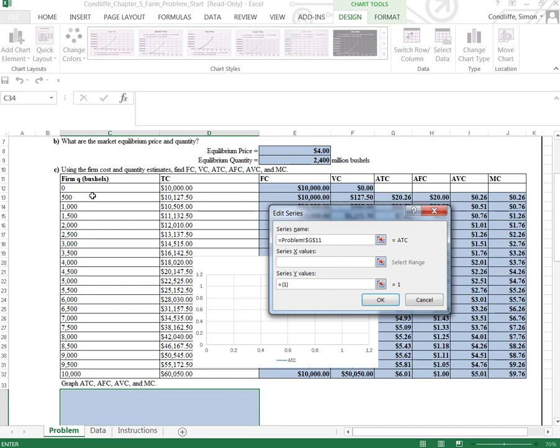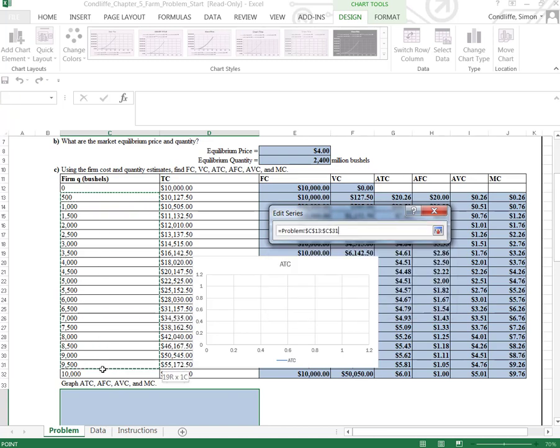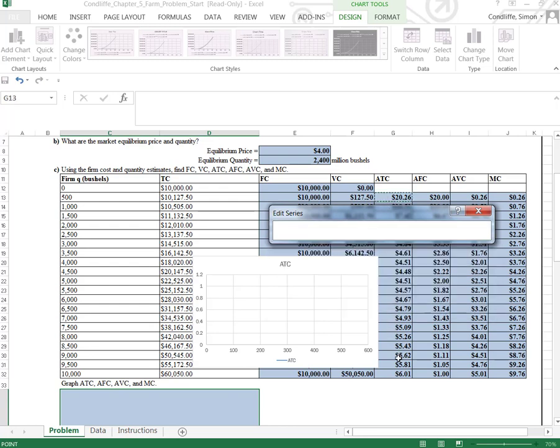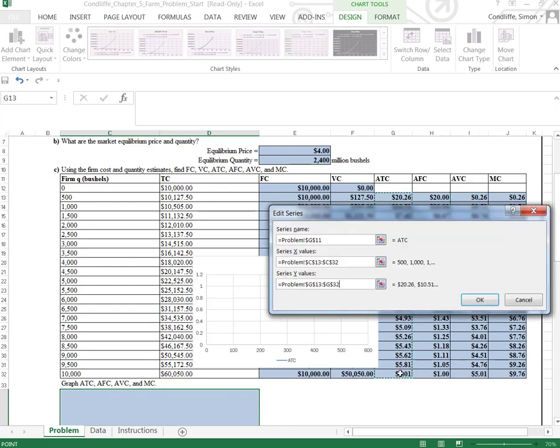I'm going to start at 500 because we don't have any averages calculated when there's zero output, because you can't divide by zero. And then we'll grab this average total cost. So it's going to be our first piece.